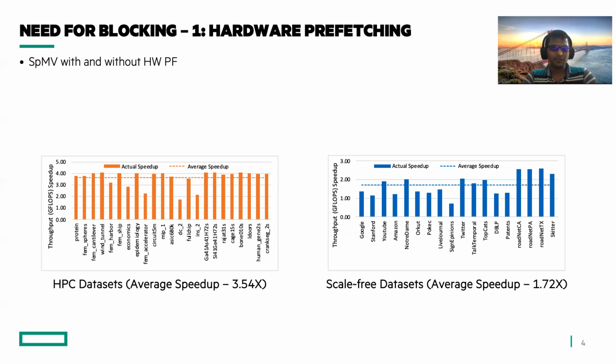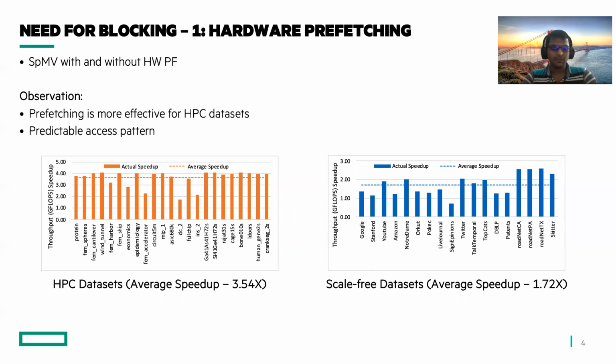The graph here shows the SpMV speedup from using the hardware prefetcher against the baseline of disabling the prefetcher in different HPC as well as scale-free datasets. From these tests, we can observe that prefetching is efficient for both HPC and scale-free datasets. But the performance impact of prefetching is more effective on HPC datasets than scale-free datasets, and this can be attributed to the regular memory references available in the HPC datasets.